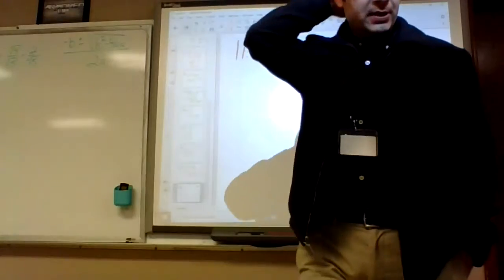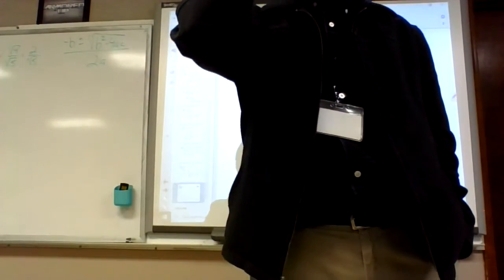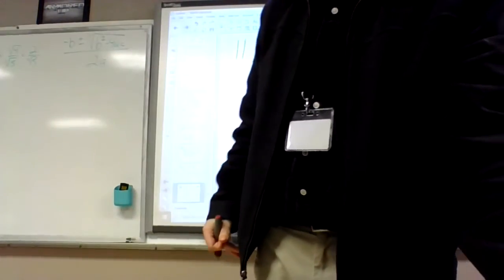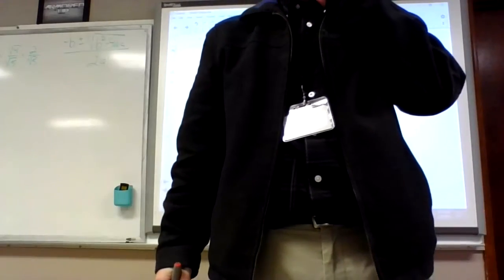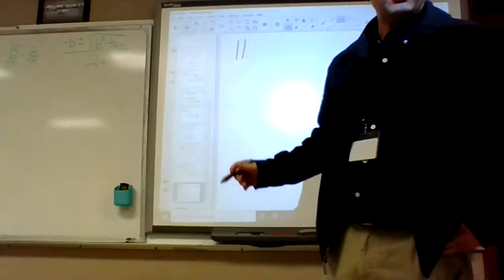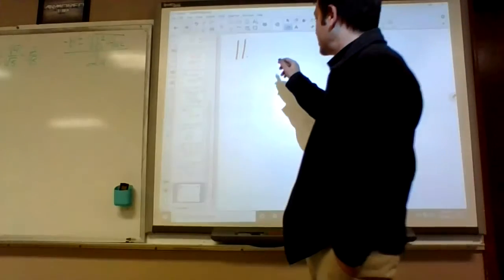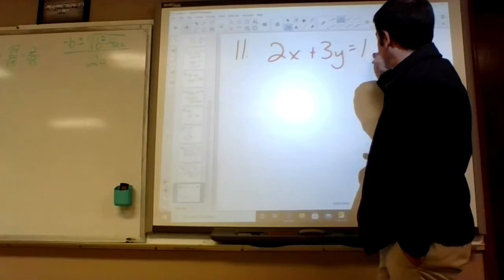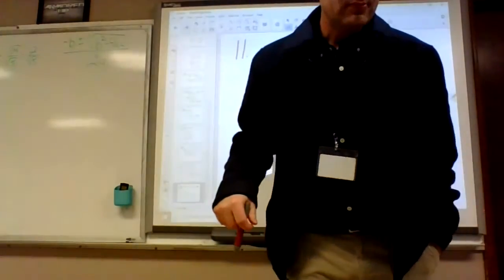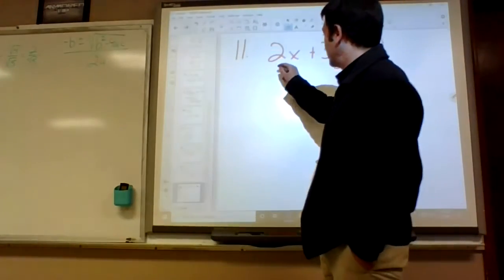Okay, number 11. Okay, 11 we're not actually solving. It says determine the multipliers needed. Okay, I'm going to go ahead and write it down. 2x plus 3y plus 10. We haven't done these kinds of problems, this trick yet, so this is kind of new. 4x minus 5y.